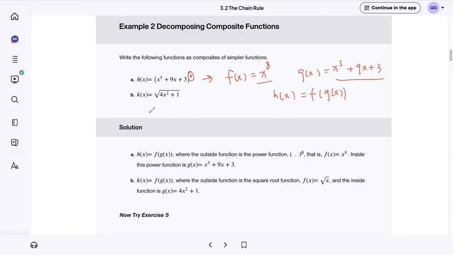Let's see B. I can define f of x as the square root of x. If you give me an input, I'm going to square root the input. And g of x I can define as 4x squared plus 1. Then I can define k of x as f of g of x. You give me 4x squared plus 1 as input, then I square root that.